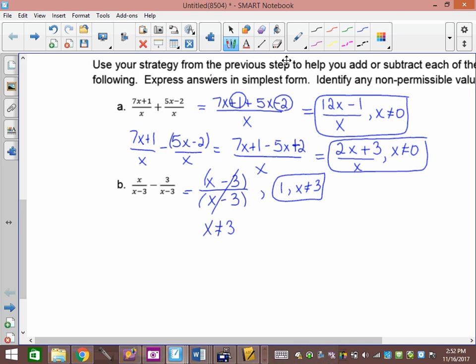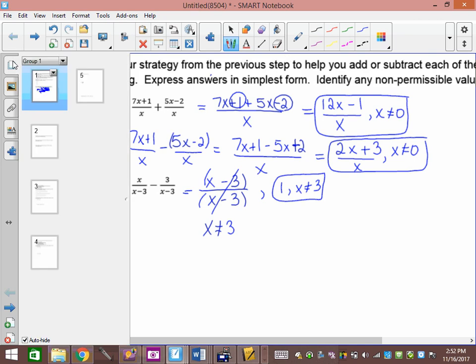I subtracted them. That's how I got the x minus 3 on the top. Like the x minus 3 on the bottom is just the common denominator, and then x minus 3 is the top. Just did operations.